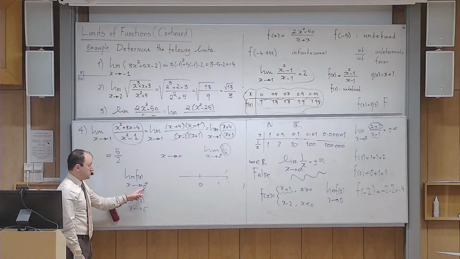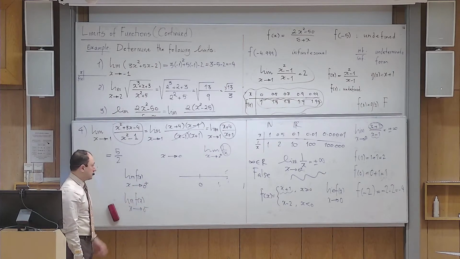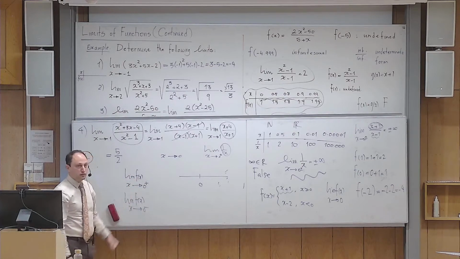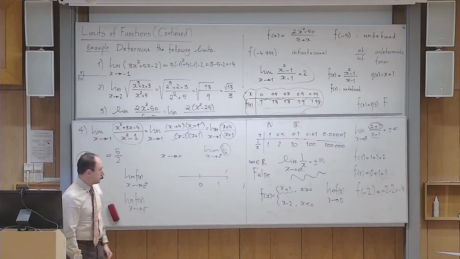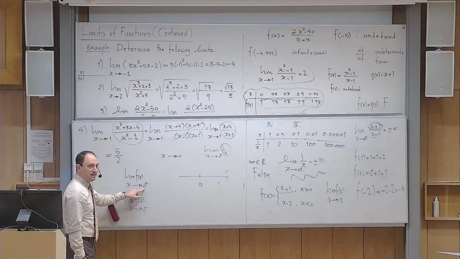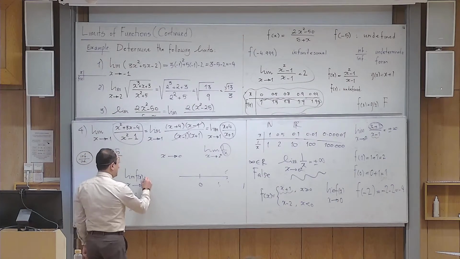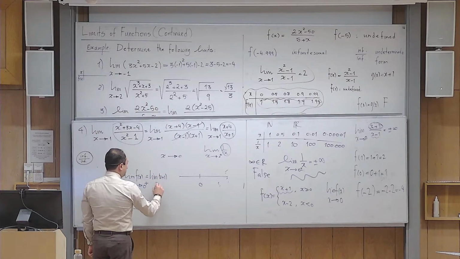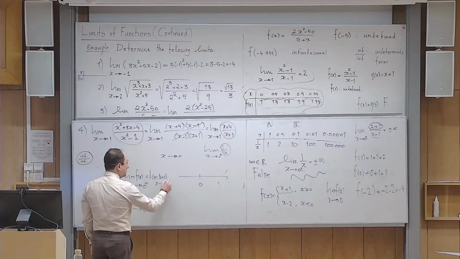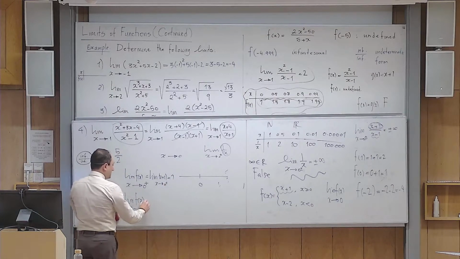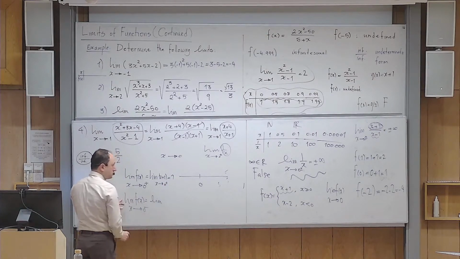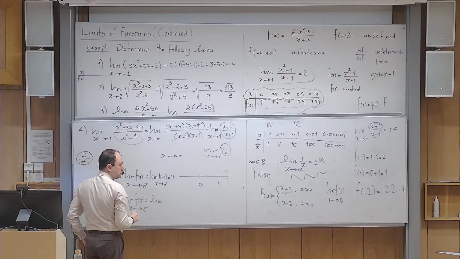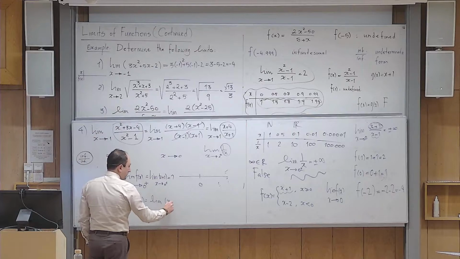X approaches 0 from the right-hand side. Which rule of f do I have to choose? The first one, because x is a little bit greater than 0. So I have to choose the first rule. Yes? And the answer is 1. But if I ask you to calculate this limit, x goes to 0 from the left, I have to choose the lower one. Do you understand that?